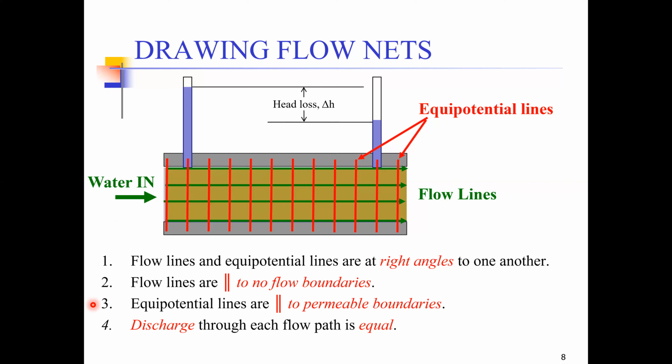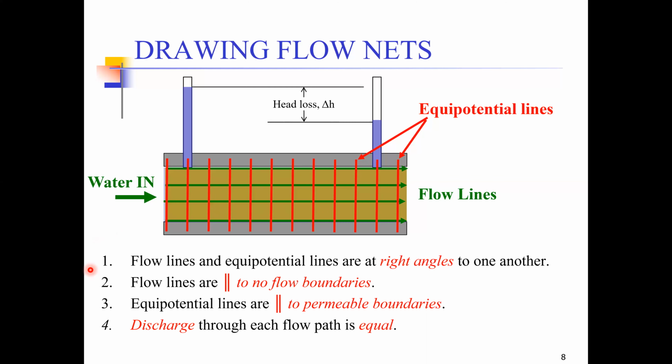The next point is that discharge through each flow path is equal. We have one flow path here, we have the second flow path here, and we have the third flow path here. So discharge through each flow path is always the same. Whatever is the water flowing in this flow path, same will be the water flowing in the second and the third flow path.